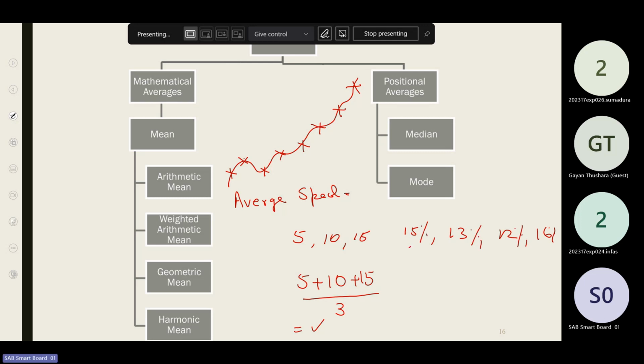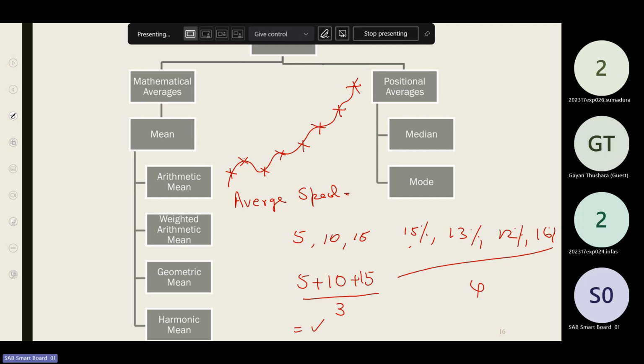So first year, second year, third year, fourth year. Those are the interest rates. Now you want to find the average interest rate. Adding all these and dividing by 4 won't give you the correct answer, so you have to use a different type of average. That's why for different scenarios, we need to use different types of averages.